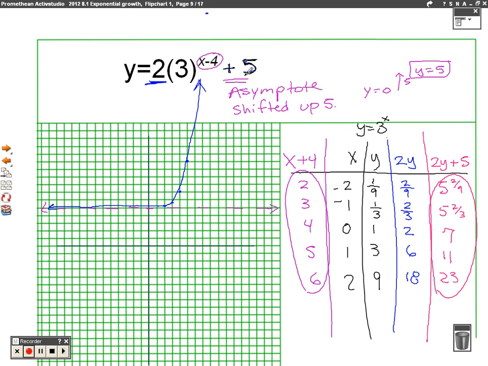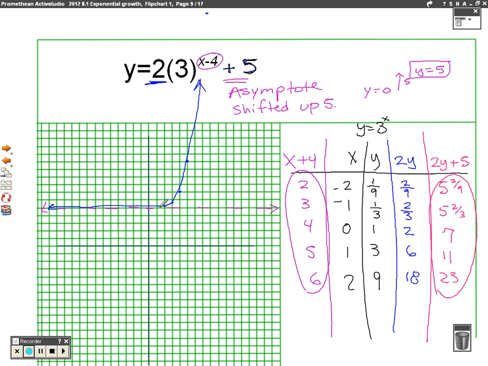Then we shift up 5. So I'm going to add 5 to all of my 2y values. So add 5, add 5, add 5. Beautiful, those are my new y values that I'm going to use. That's why I circled them. And then the x's, we need to be careful. X minus 4, so I'm going to add 4. So I add 4 to all of my x values. And then these points are the points I plot.